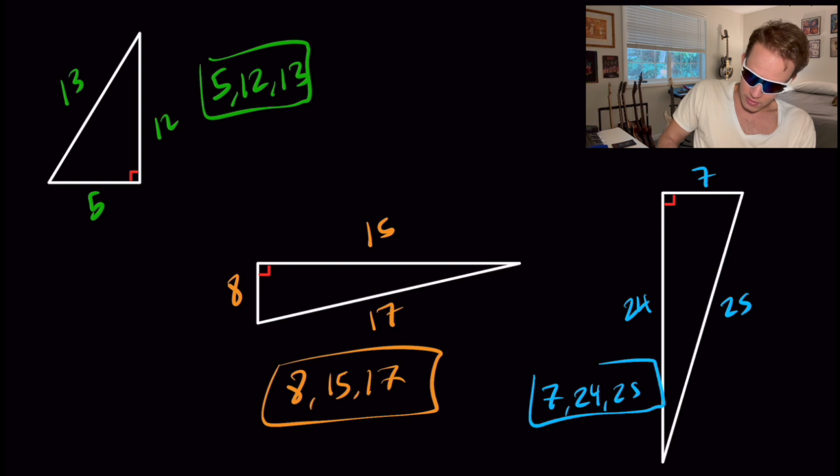Again, if you plug these numbers into the Pythagorean theorem, the Pythagorean formula, whatever you want to call it, you will get both sides of the equal sign equal to each other, proving that these triangles are Pythagorean triples. So they're good to memorize, so you don't have to use the formula.